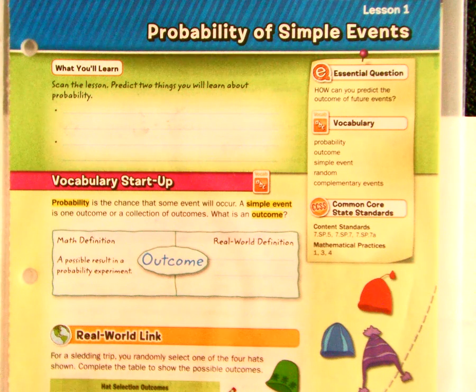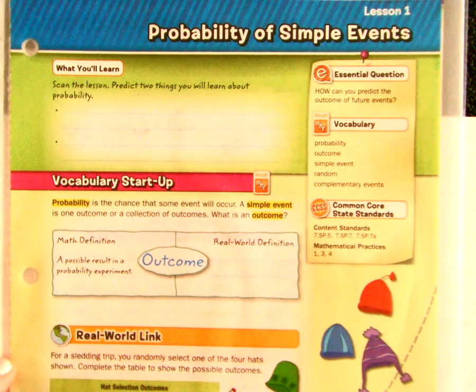Lesson 9.1, Probability of Simple Events. Probability is the chance that some event will occur. A simple event is one outcome or a collection of outcomes. What is an outcome? An outcome is a possible result in a probability experiment.